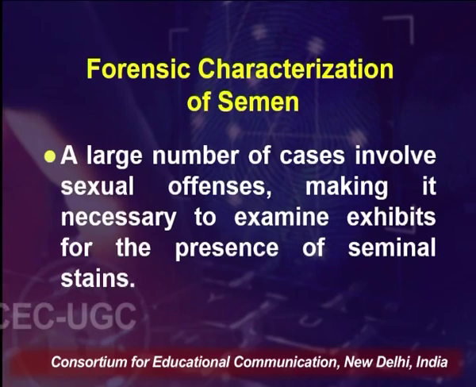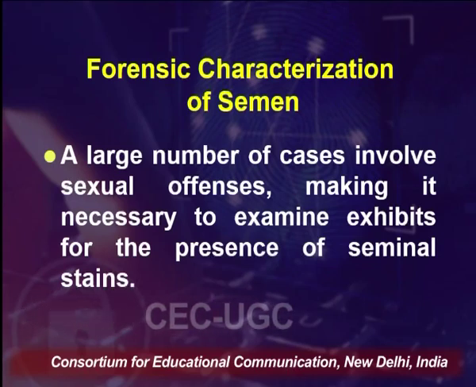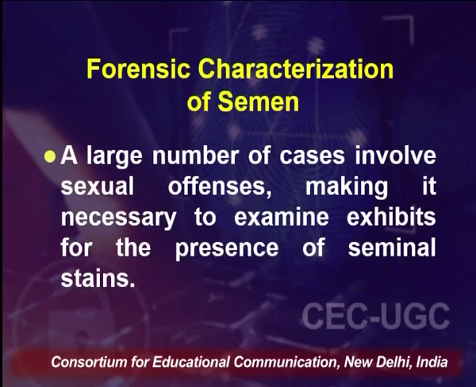Apart from that, another bodily fluid which is found at the crime scene is semen. A large number of cases involve sexual offences, making it necessary to examine the exhibits for the presence of seminal stains. The forensic examination of semen is a two-step process. Firstly, the semen must be located, and secondly, a test must be performed to prove its identity. It may even be tested for blood type.